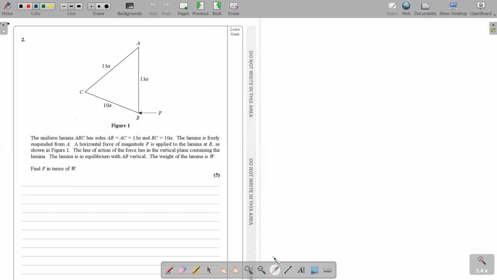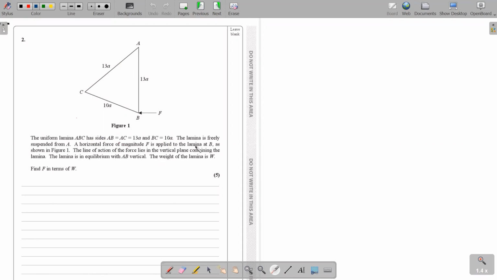Question number 2. The uniform lamina ABC has sides AB equals AC equals 13a and BC equals 10a. So it's a uniform lamina, a triangular lamina, and you can see two of the sides are equal, which means this is an isosceles triangle.